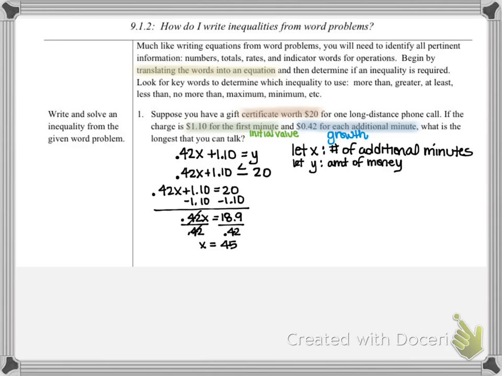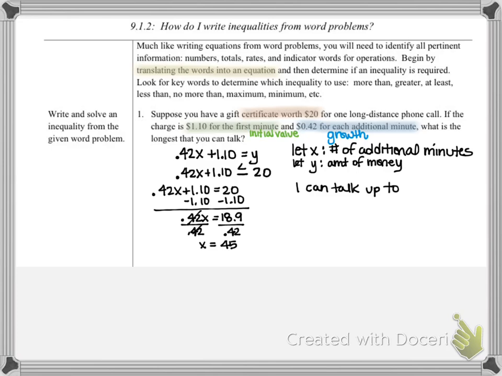am going to get that when I have talked on the phone for 45 additional minutes, then my phone's going to cut out. So as soon as I finish my 45 additional minutes, at the very end of it, the phone will be like, okay, that's it, you can't talk anymore. So what I have here is that I can talk up to, so I can't go over it.